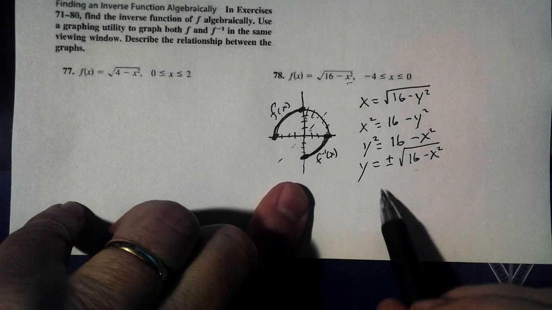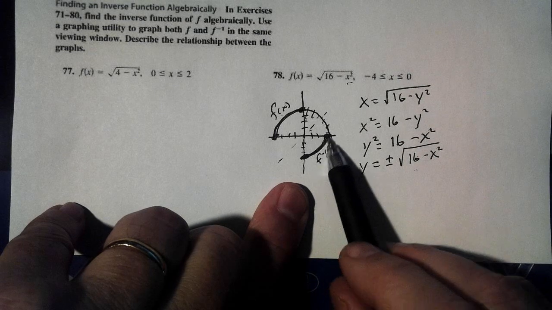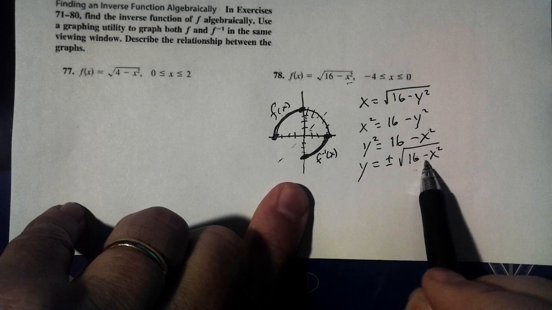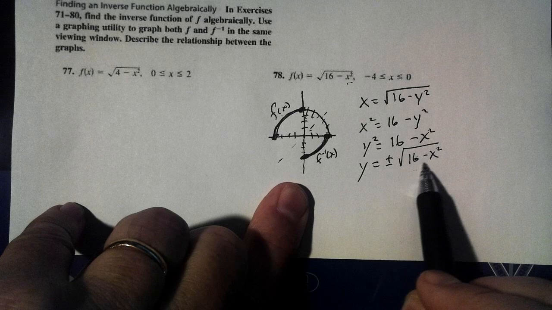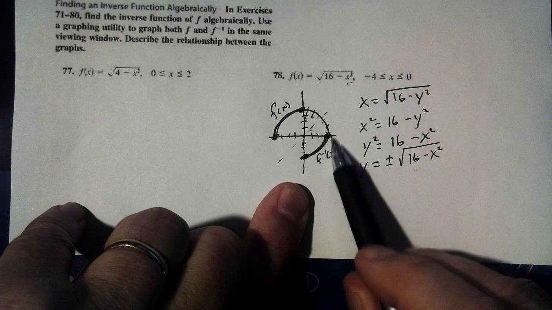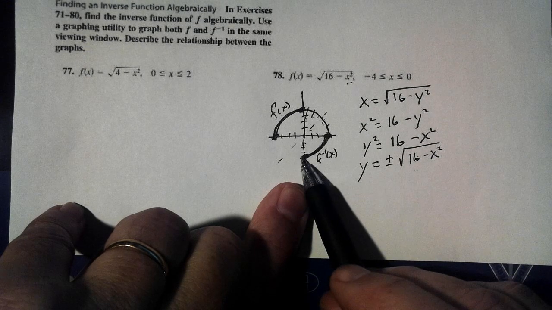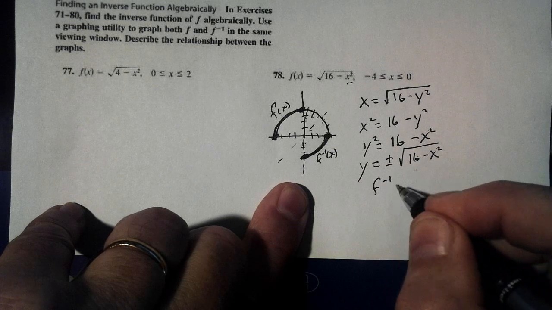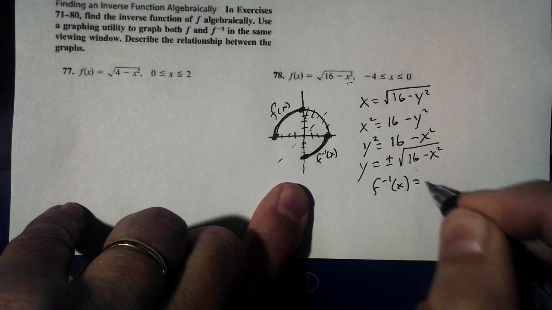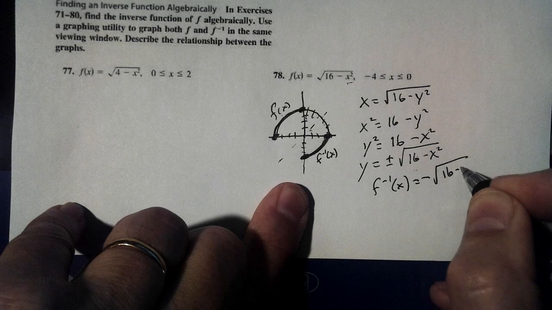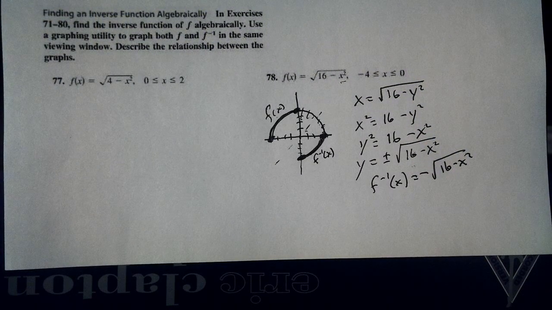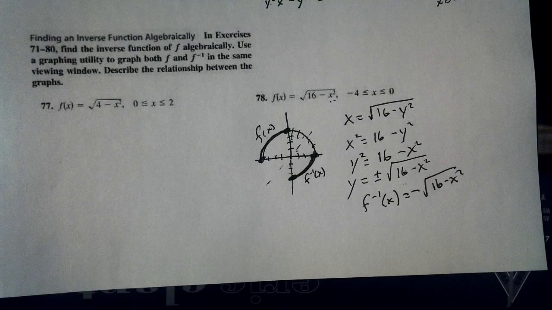Now, do we want the positive y's or do we want the negative y's? That's the choice for our inverse. Well, our y's down here are negative. So f inverse of x is negative square root of 16 minus x squared. More little trickery there. Okay, that takes care of page 4.